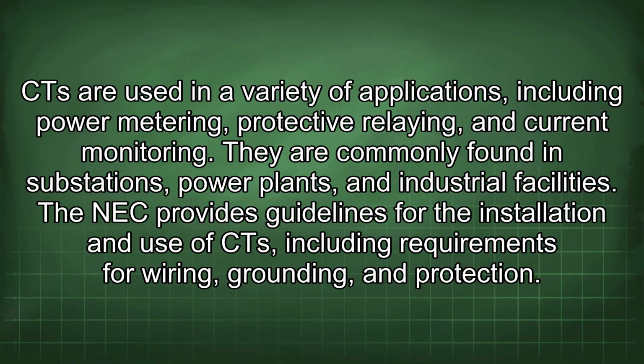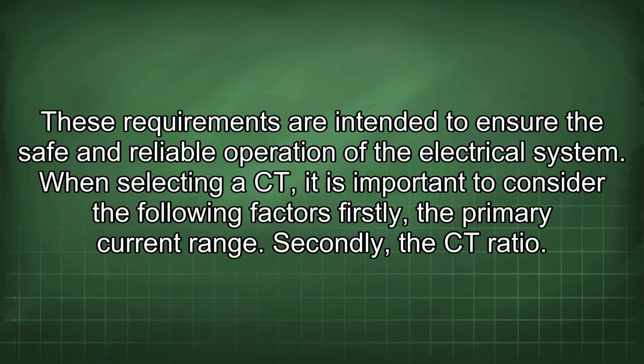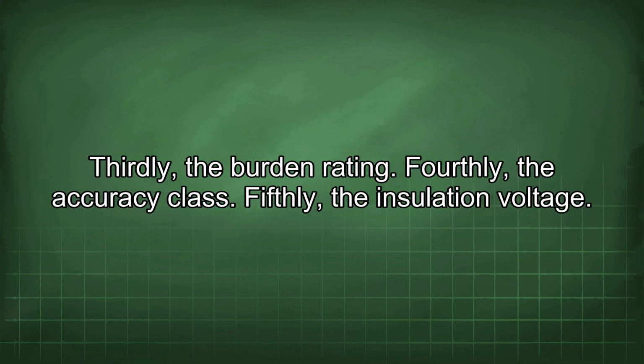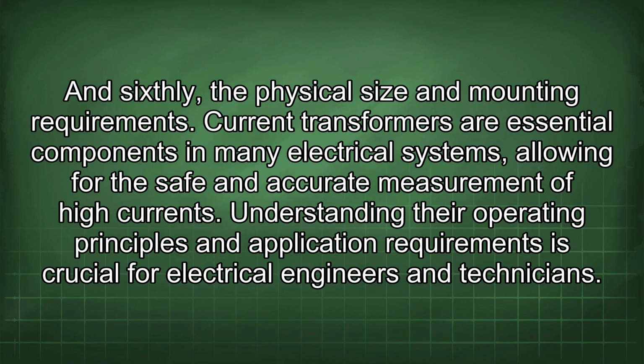The NEC provides guidelines for the installation and use of CTs, including requirements for wiring, grounding, and protection. These requirements are intended to ensure the safe and reliable operation of the electrical system. When selecting a CT, it is important to consider the following factors. Firstly, the primary current range. Secondly, the CT ratio. Thirdly, the burden rating. Fourthly, the accuracy class. Fifthly, the insulation voltage. And sixthly, the physical size and mounting requirements.